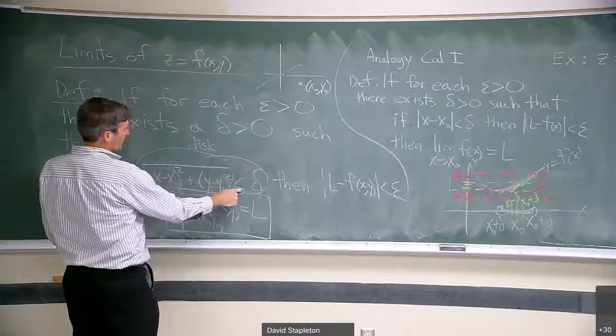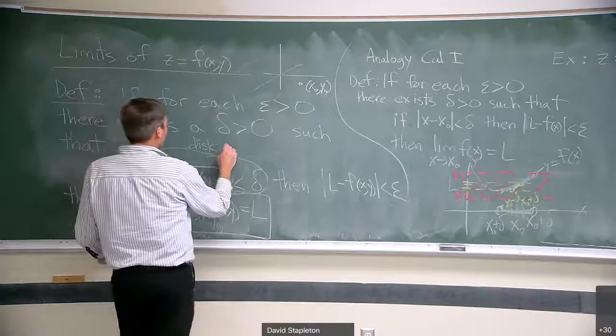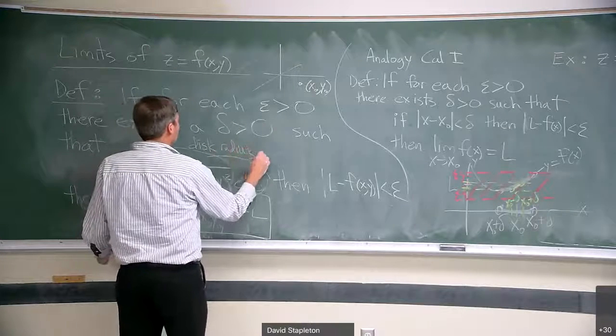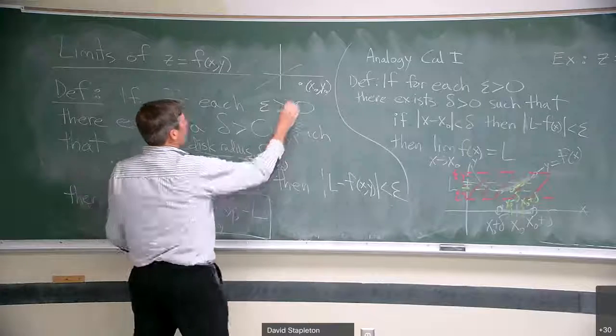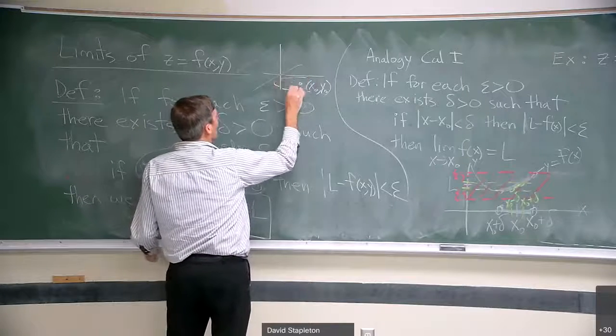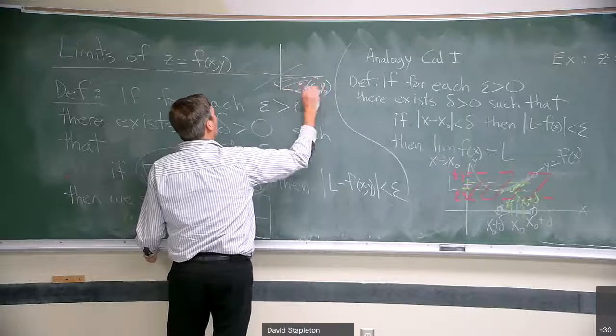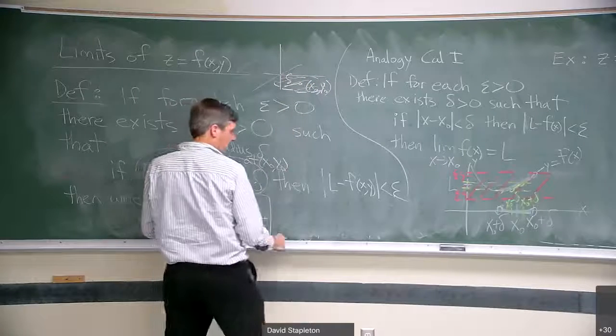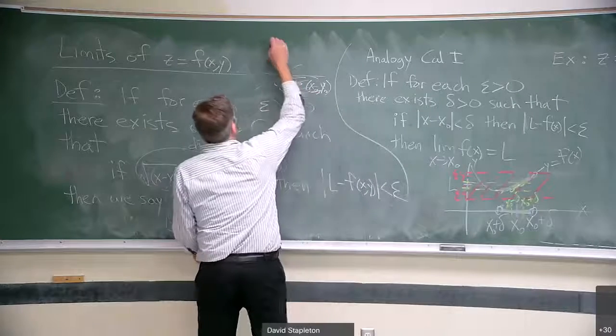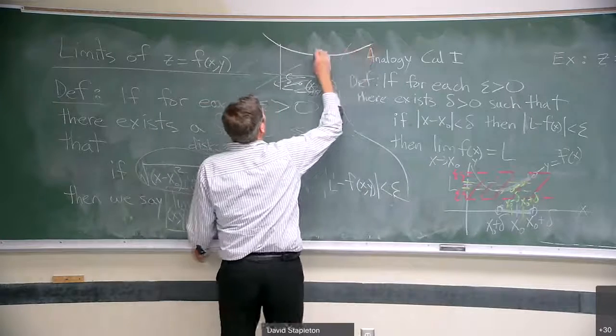Right? The interior of a circle is called a disk. Disk, radius delta at the point x0, y0. And so I have to find a small enough disk like that, of radius delta, such that for your given epsilon, I can squeeze the surface up above.